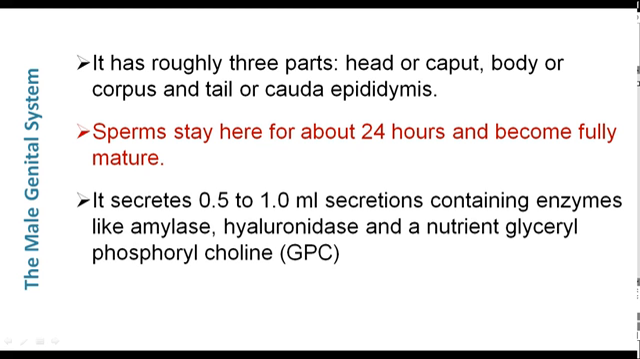The epididymis also secretes only a small amount of secretion, that is 0.5 to 1 ml. However, this secretion is very important. It contains amylase and hyaluronidase. These two are enzymes that help in fertilization, and a nutrient, glyceryl phosphoryl choline. It gives extra energy at the time of sperm capacitation when it passes through the cervix.